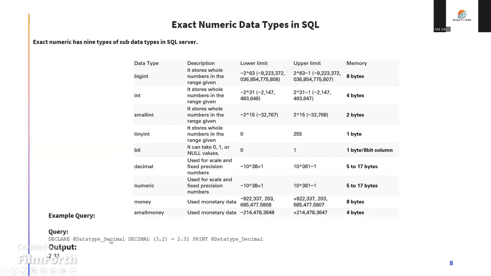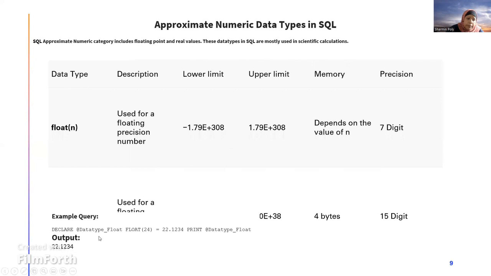So here we're saying that the data type is decimal. We're not saying float. But here we're saying the data type is float, and float is 24. So 0 to 24, any number you can enter, and the decimal point you can put anywhere you want. Clear or not clear? No, it's good.